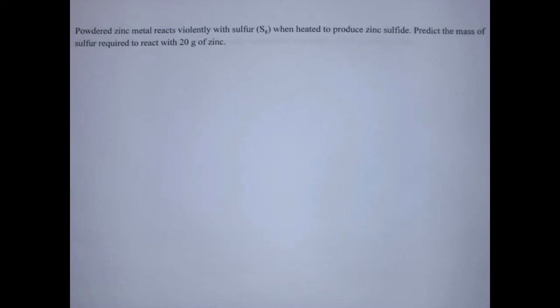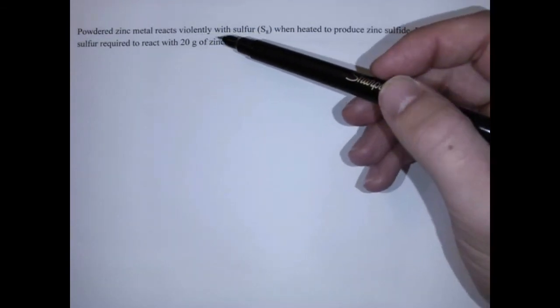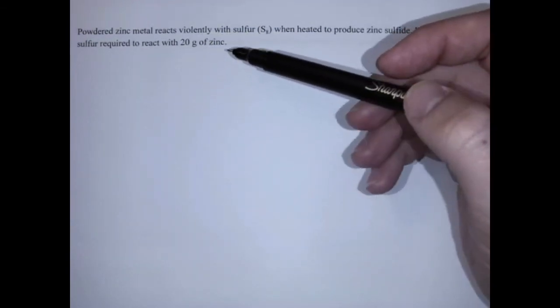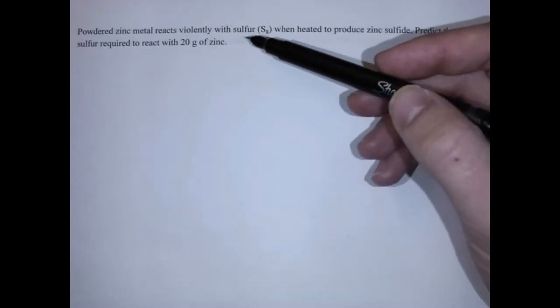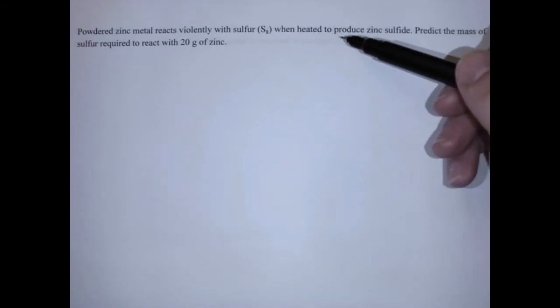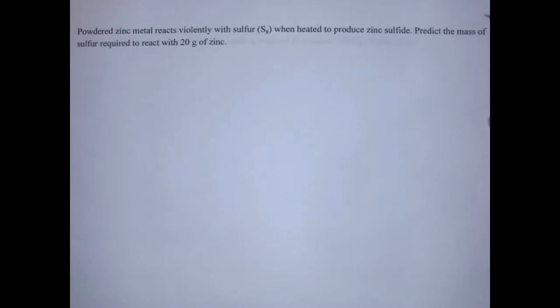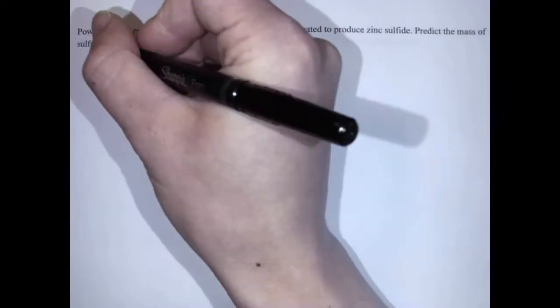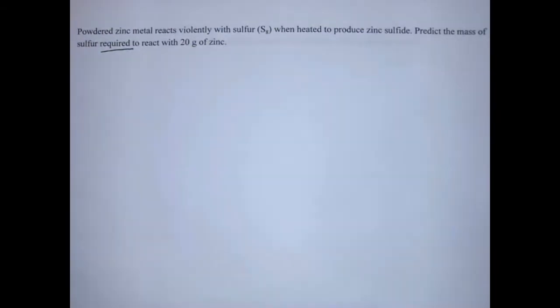Let's get started. So in this question, it says we've got some powdered zinc metal. Well, that's fun. And it apparently reacts violently with sulfur. It does. It actually releases a lot of heat, a lot of light. Looks quite hellish. Reacts with sulfur when heated to produce zinc sulfide. And the question is asking, predict the mass of sulfur required to react with 20 grams of zinc.